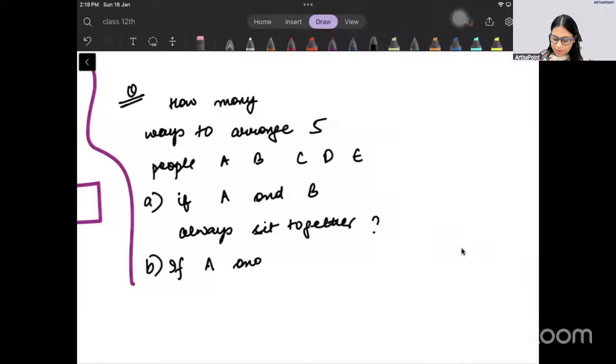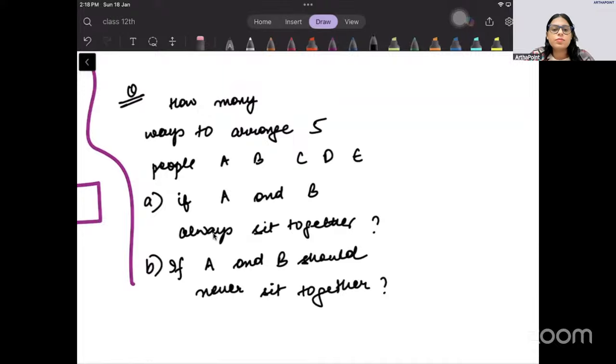If A and B should never sit together. Okay, how about others?